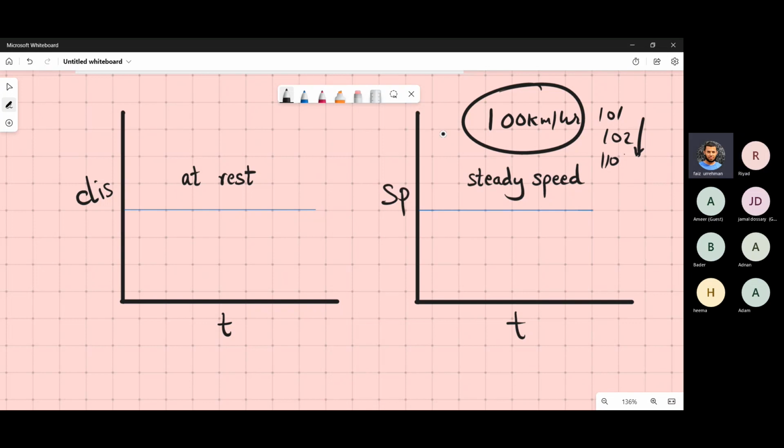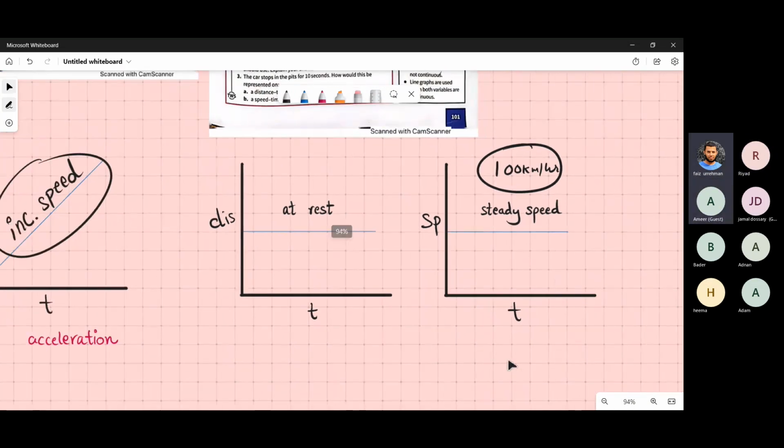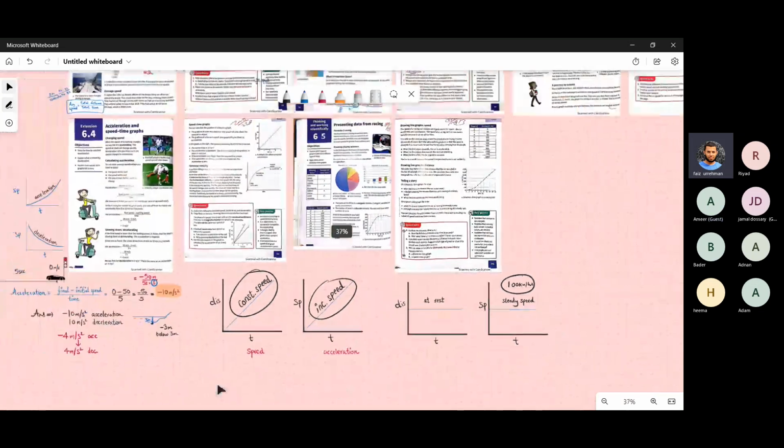But what is increasing speed? You are slightly pressing the race, and slightly you are putting it down and down, so the speed of your car is increasing. Steady speed and constant speed are the same, and I told this a long time back. Steady speed and constant speed are the same thing.